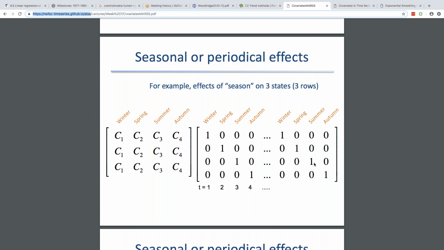So if you go through time, you have winter, spring, summer, autumn, and now when we start over again, time period 5, we're back to winter, and so we have a 1 back up here again. So we keep having these blocks of kind of diagonals. So when you're working with the MARSS package, you set up this matrix of your covariate for your factors.